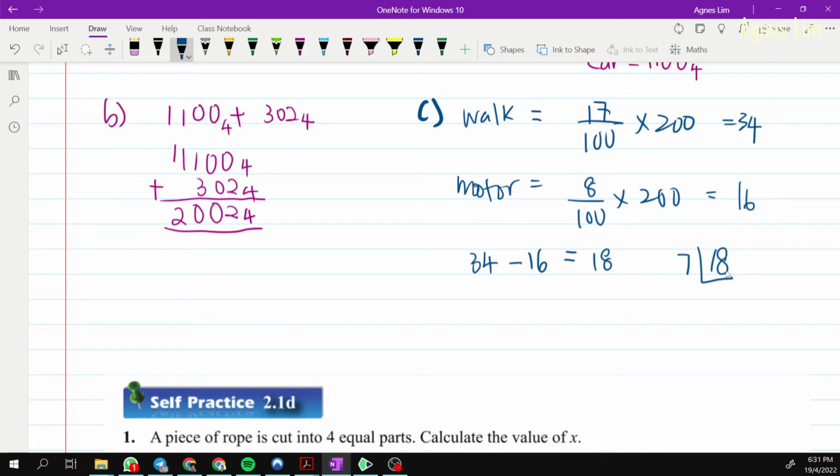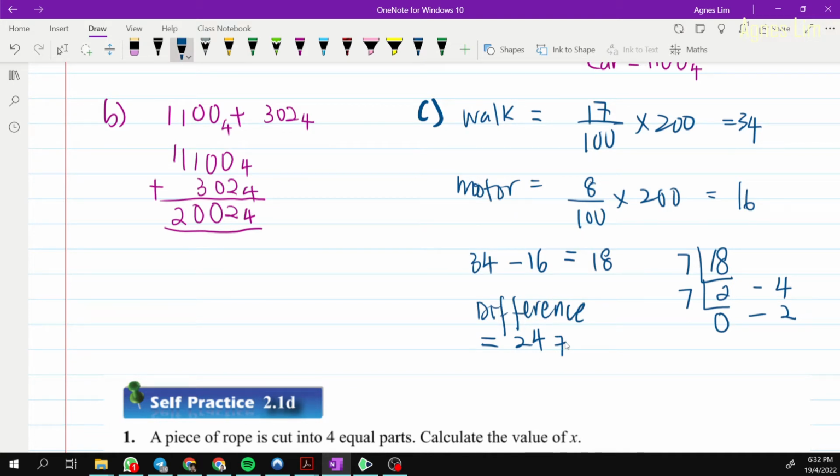Alright, so 18 divided by 7, you get 2 with the remainder of 4. Divide by 7 again, no remainder, so we got 2. So our difference is 24 base 7.